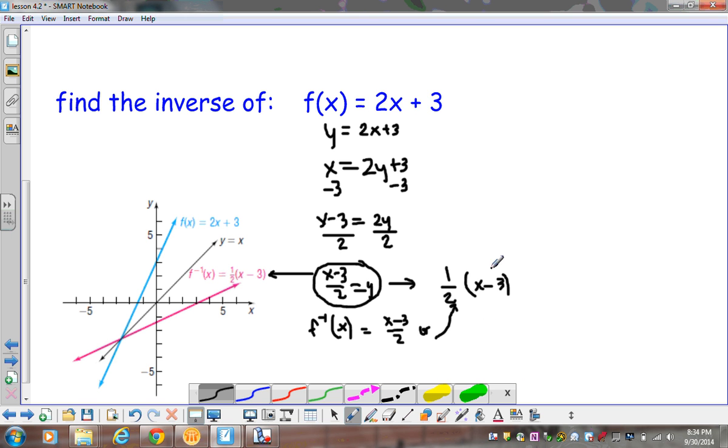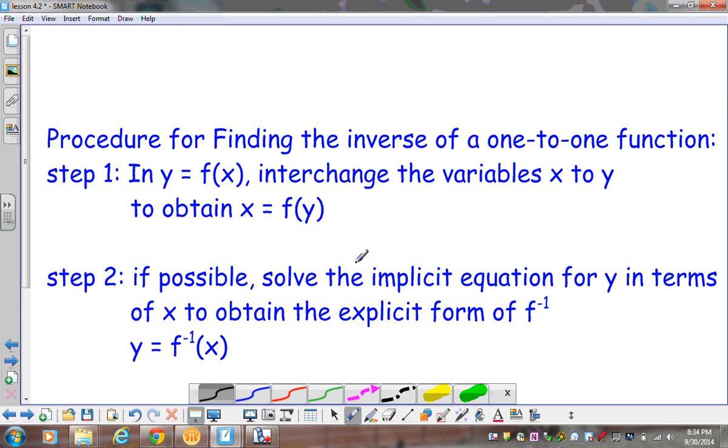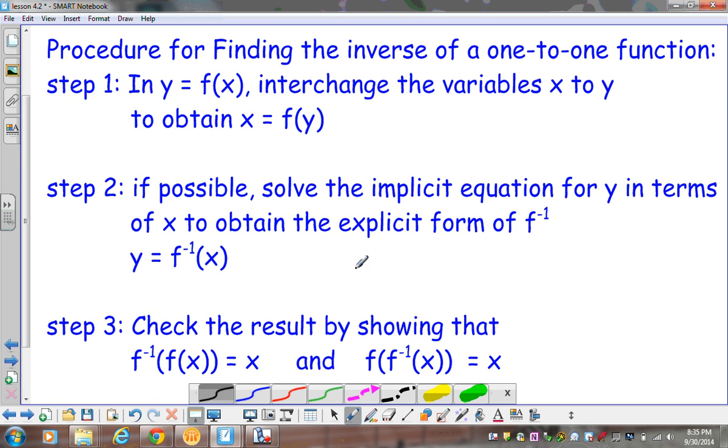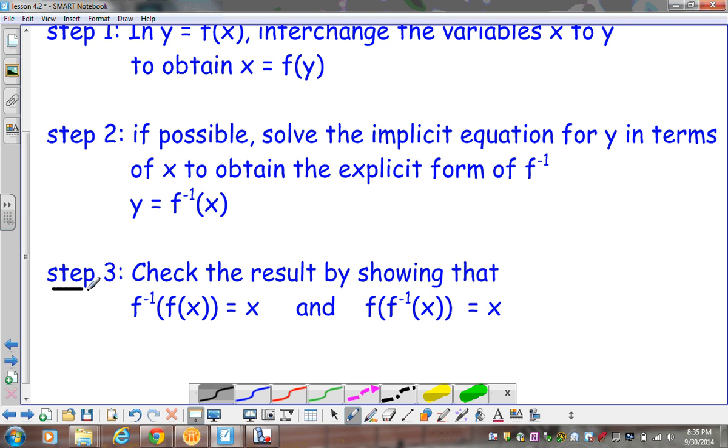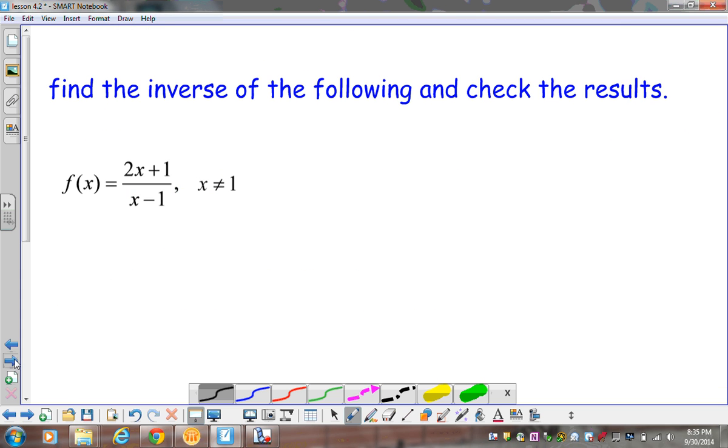Now we could go through and verify it. Remember, that's when you do f of g of x and g of f of x to make sure you get x at the very end. So same concept. This is just giving you a step-by-step procedure. The thing we didn't do in this last one was step 3. We didn't verify or check the result by showing that when I plug in my original and my inverse, and I plug my inverse in my original, I got x, which is what we were doing earlier with f of x, f of g of x, and g of f of x. So those are just my steps.